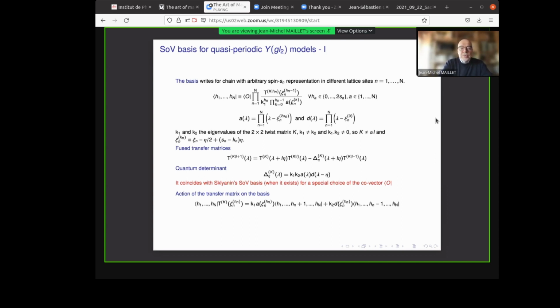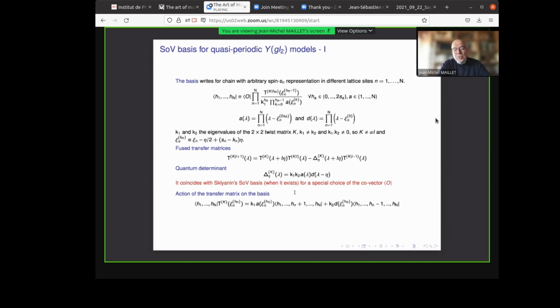K1 and K2 are the eigenvalues of your twist matrix K. I will suppose here, but you can go to more general cases, that K1 is different from K2 and that they are both non-zero. And in any case, K is different from the identity. While fused matrices, they are computed recursively from the fusion relations. Delta here is the quantum determinant. It can be computed explicitly in terms of the functions A and D and the eigenvalues of K.